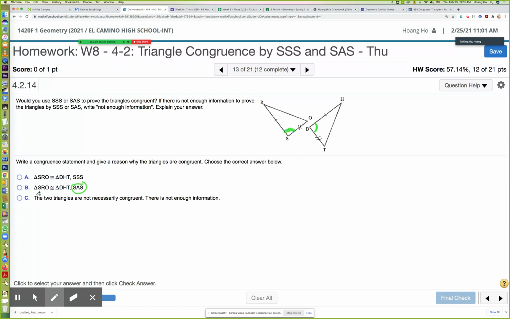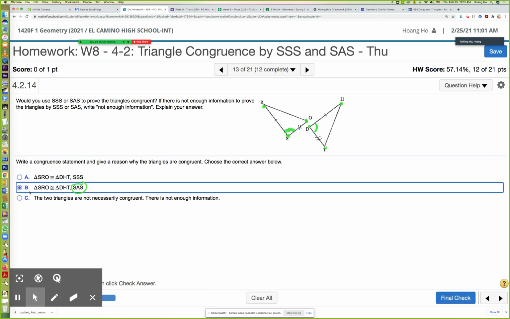Let's check out the name if it's corresponding. SRO goes with DHT. All right, so I would choose option B. Option B is correct. Done.